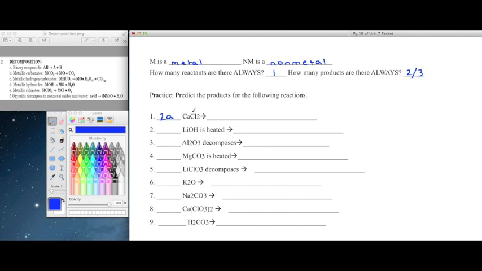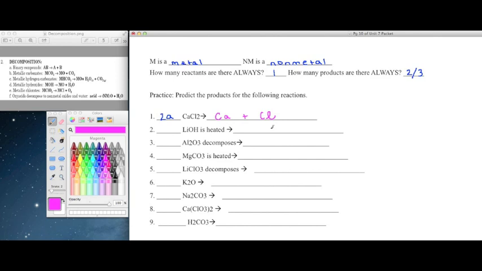And then you need to make your products. This is basically the exact opposite of synthesis. So A is going to be Ca, B is going to be Cl. Ignore your subscripts. What you're going to be doing is just writing out the identity of each element. A is Ca, so I'm going to write Ca here, plus Cl.